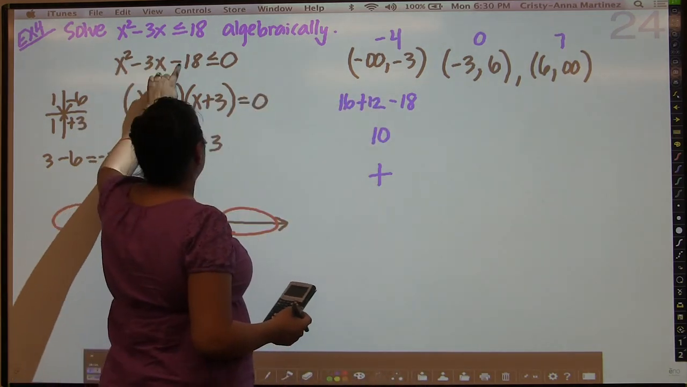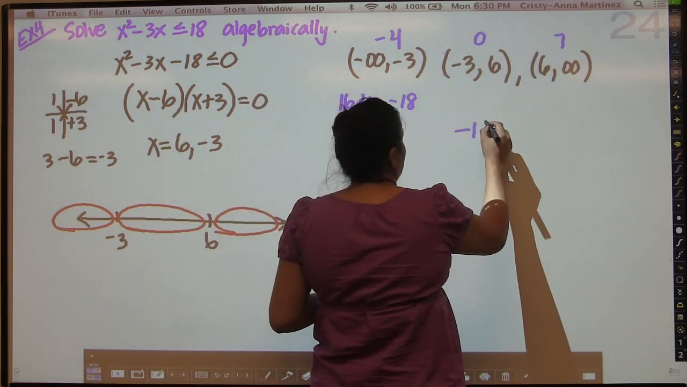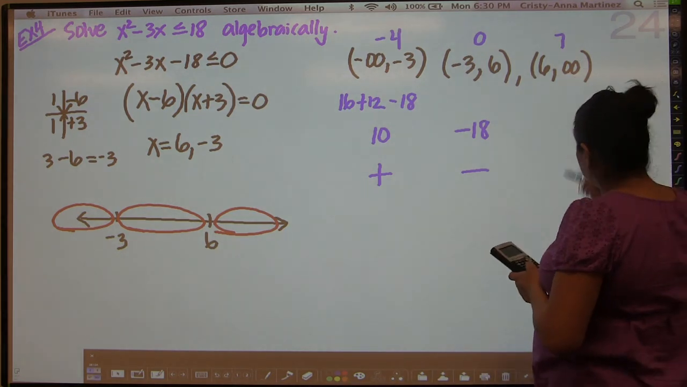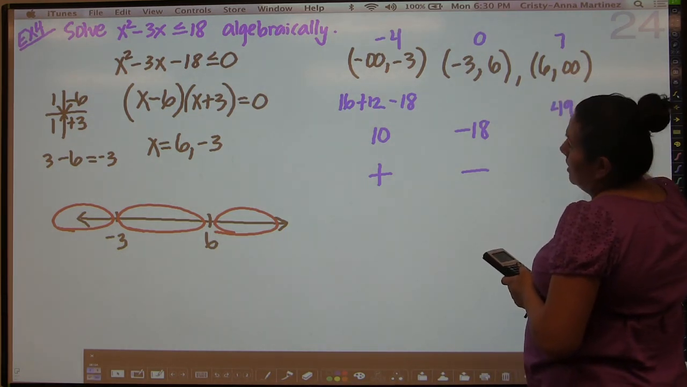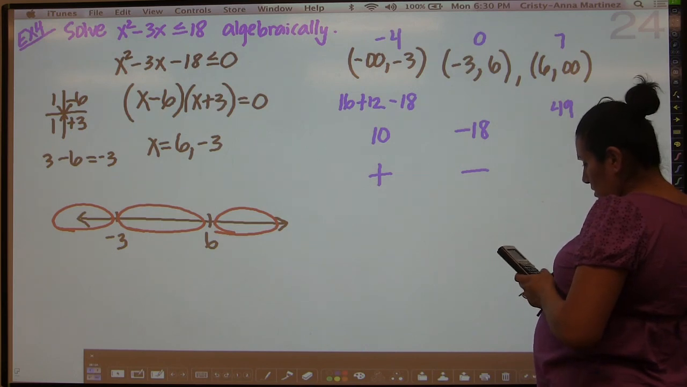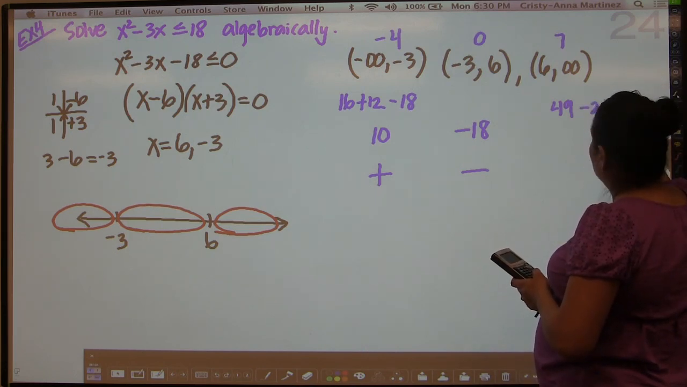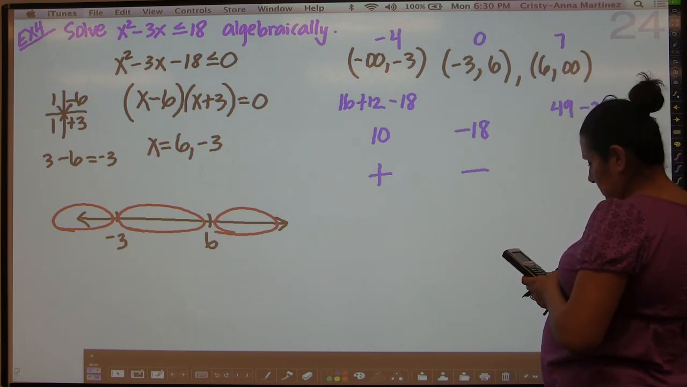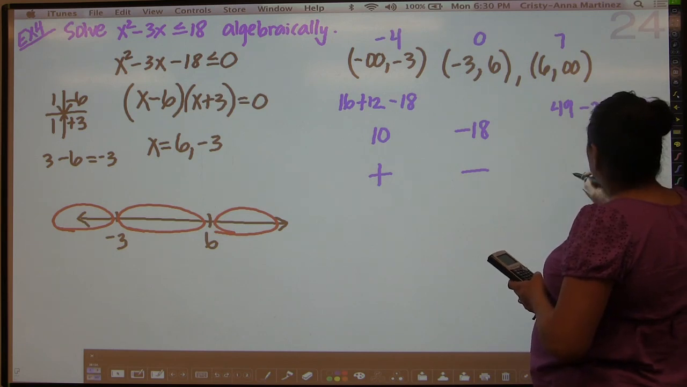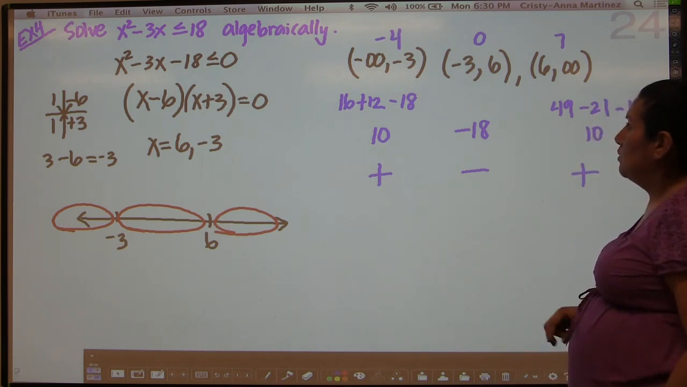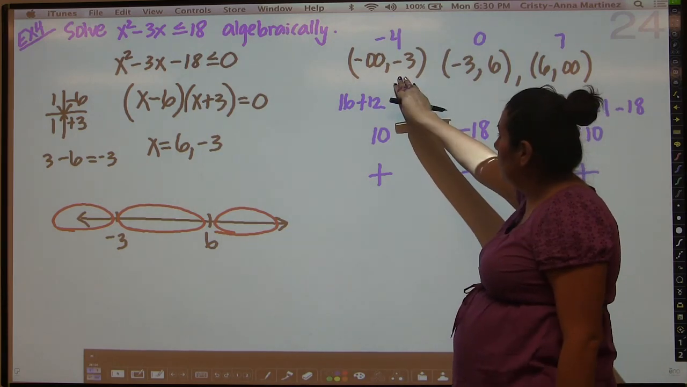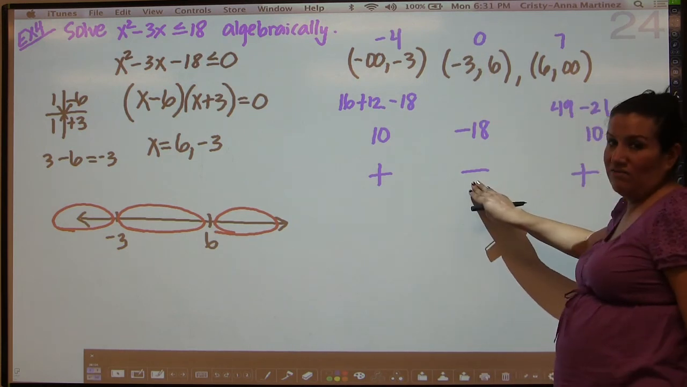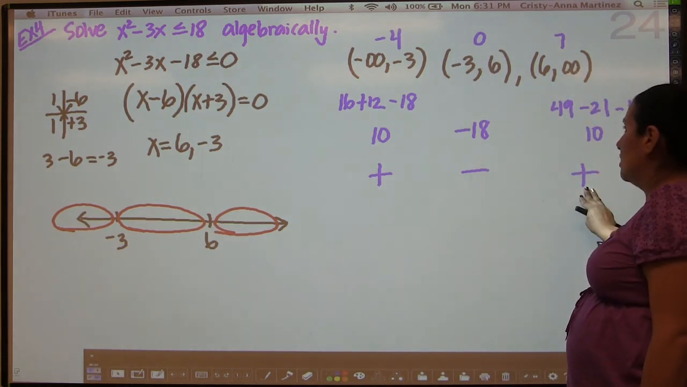When I plug in 0, that's easy. I'm going to get negative 18, which is a negative number. And then 7 squared is 49. And then minus 3 times 7, which is negative 21, and then minus 18. So 49 minus 21 minus 18 will give me 10 again, and that's a positive number, okay? So basically what this tells me is that this interval is all positive y values. This interval is all negative y values, and this interval is all positive y values.